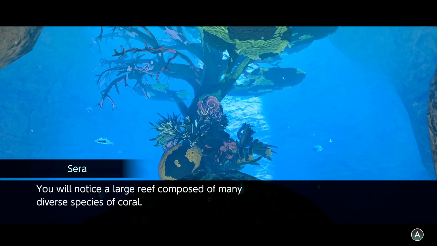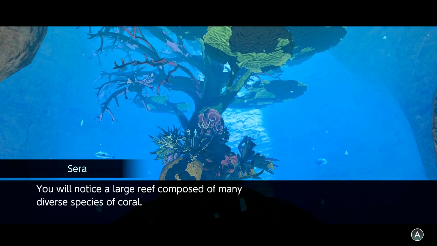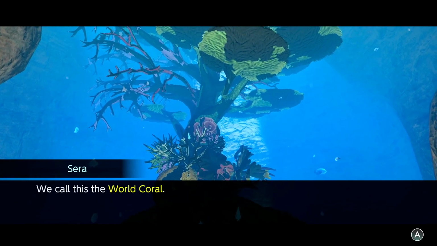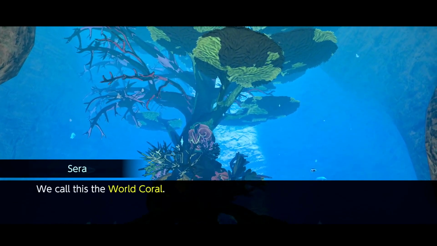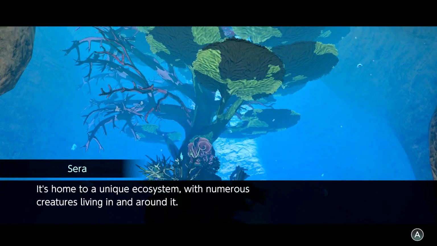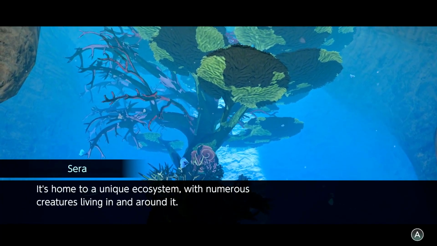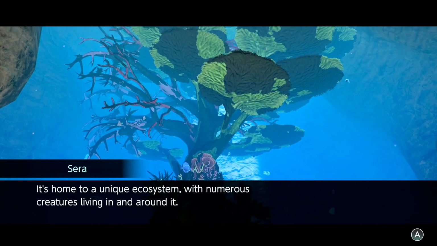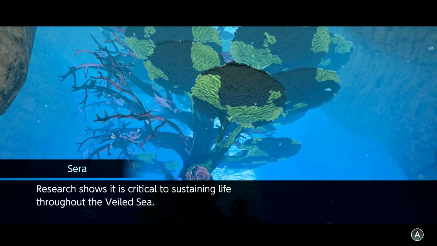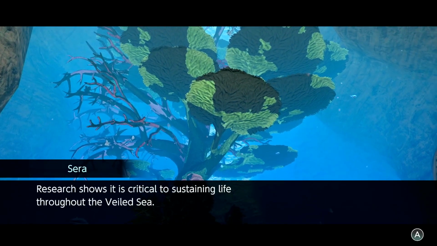You will notice a large reef composed of many diverse species of coral. We call this the world coral. It's home to a unique ecosystem with numerous creatures living in and around it. Research shows it is critical to sustaining life throughout the Veiled Sea.